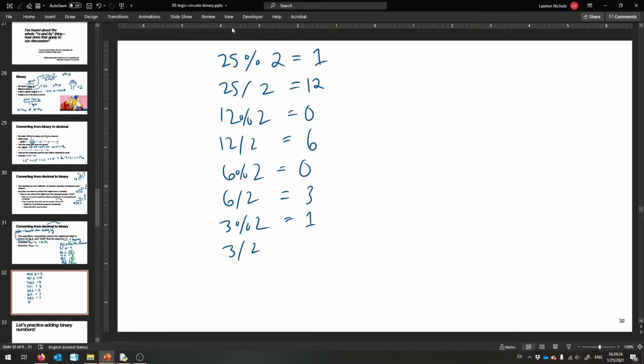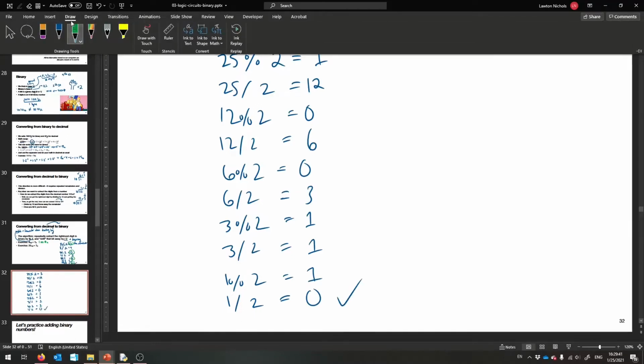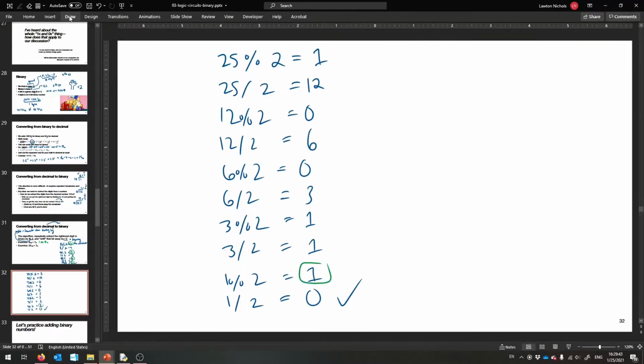3 divided by 2, it goes in 1 time, it's 1.5 when you drop the remainder. 1 mod 2, well, that's again odd, so it's 1. And then 1 divided by 2, dropping remainders, 0, and we're done. So every time we took a remainder, we got a digit. Boop, boop, boop, boop, and boop. Okay, so that's the answer.